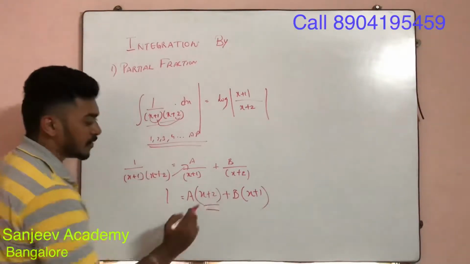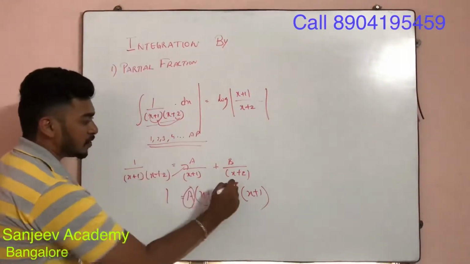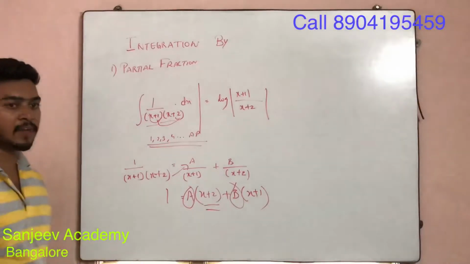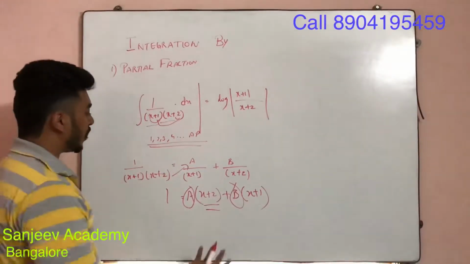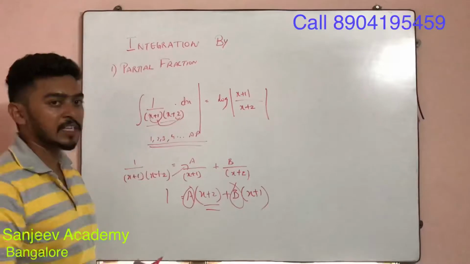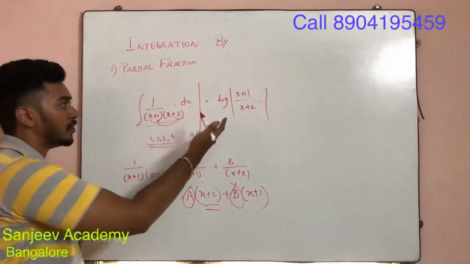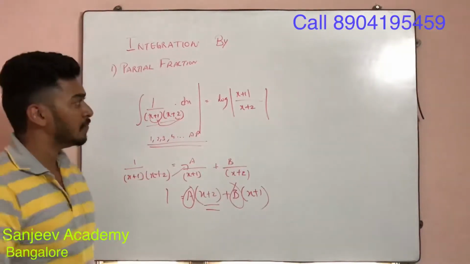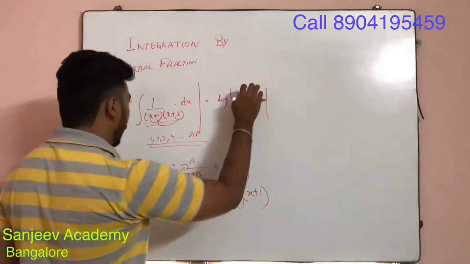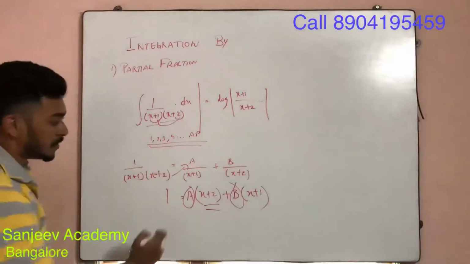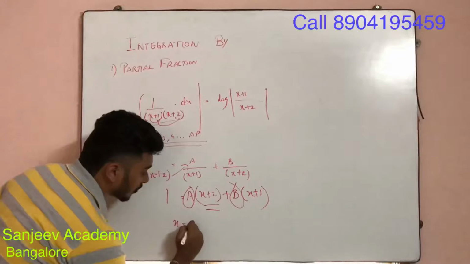Now how to solve for this? We have to find the values of A and B. Why do we have to find them? Because we don't know the value of the integral of 1 by (x plus 1) into (x plus 2). I told you the answer by using the shortcut, but still, this is how it works. So now just put x is equal to minus 2.